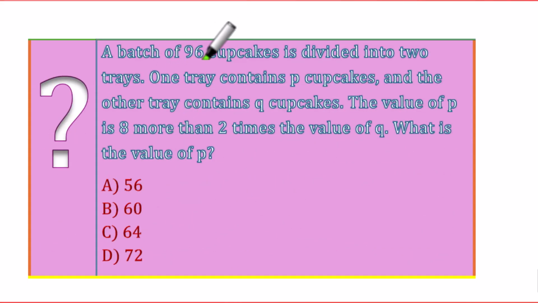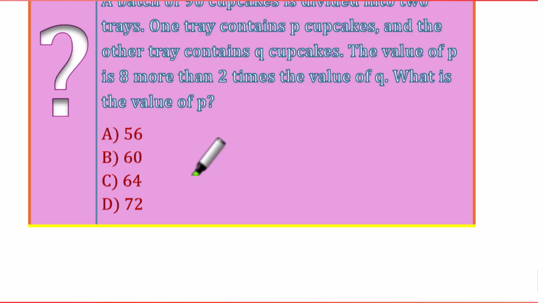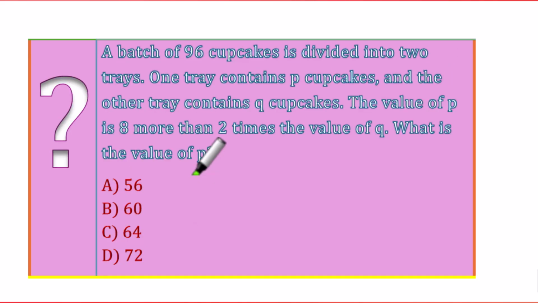A batch of 96 cupcakes is divided into two trays. One tray contains P cupcakes and the other tray contains Q cupcakes. The value of P is 8 more than 2 times the value of Q. What is the value of P? I think you can answer this and write the answer you get in the comment section. If you use another method, you're welcome.